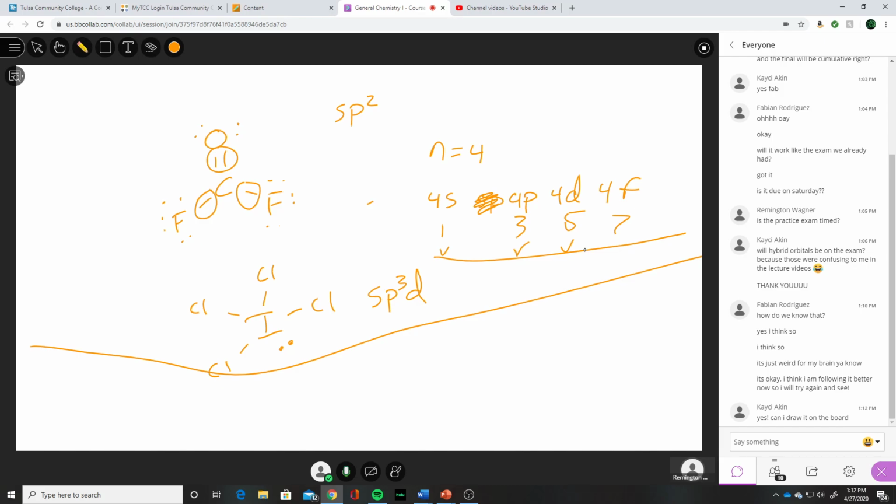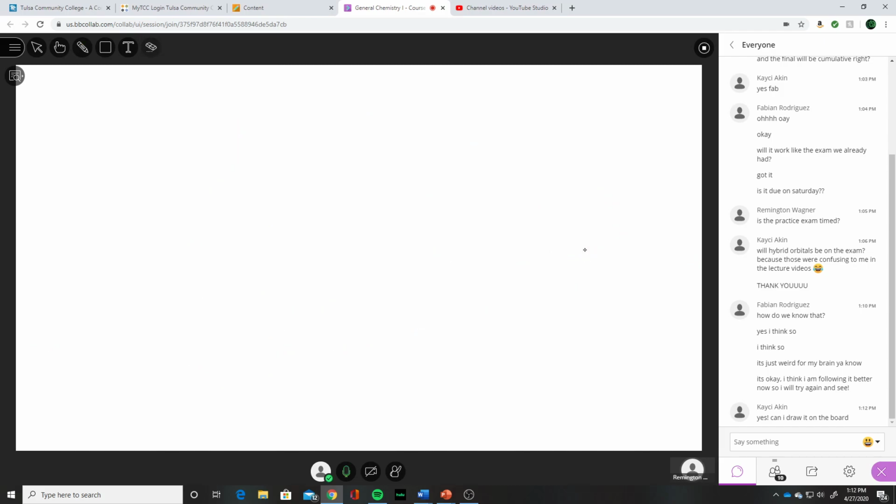Sure, Casey. Go ahead. Let me clear it for you. There you go. So if you want to try and draw something like a molecule where you don't know what the hybridization is, feel free to do that.